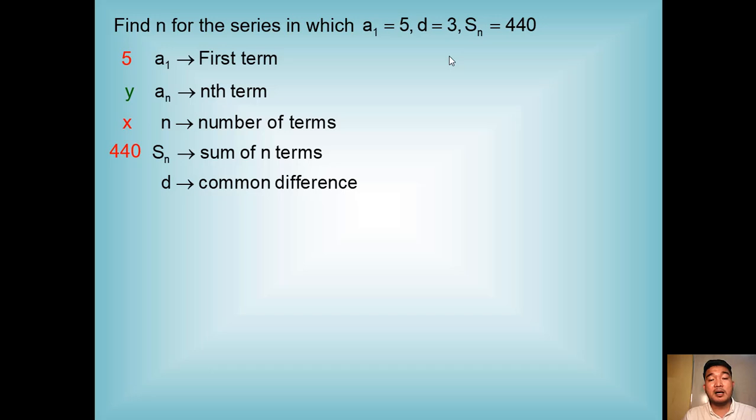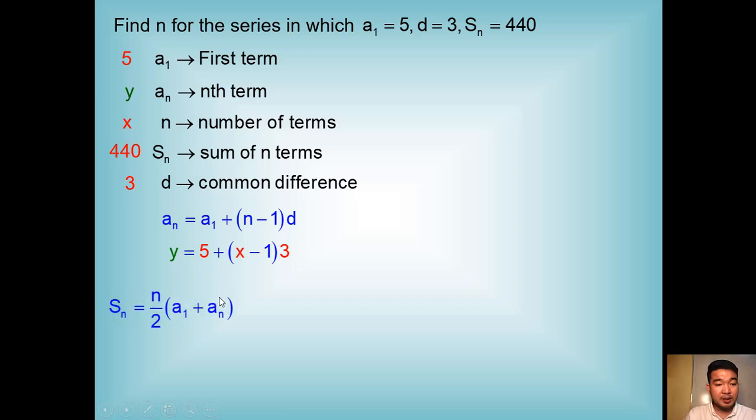We do have s sub n, which is 440, and the common difference of 3. So in here we have two variables, x and y, to solve. Let us first solve for a sub n equals a sub 1 plus the quantity of n minus 1 times d, which is equal to y. So y is equal to 5 plus the quantity of x minus 1 times 3. We stop here solving since we already have an equation with two variables.